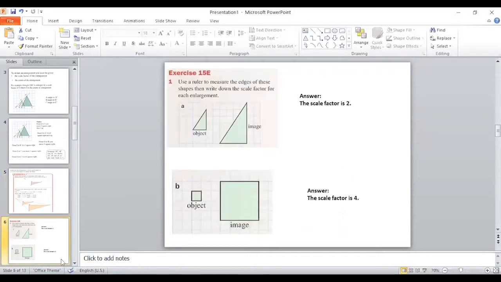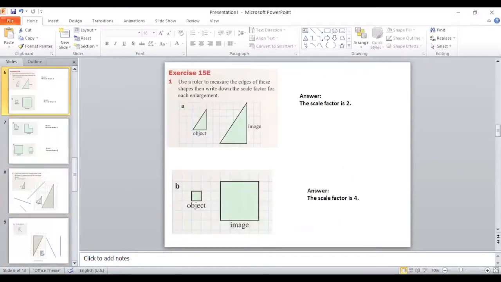I guess you understood. In order to comprehend this better, we will solve exercise 15E section exercises. Please follow me, opening your math book on this section. You are asked to use the ruler to measure the edges of these shapes and then write down the scale factor for each enlargement. You see the first object is a triangle.